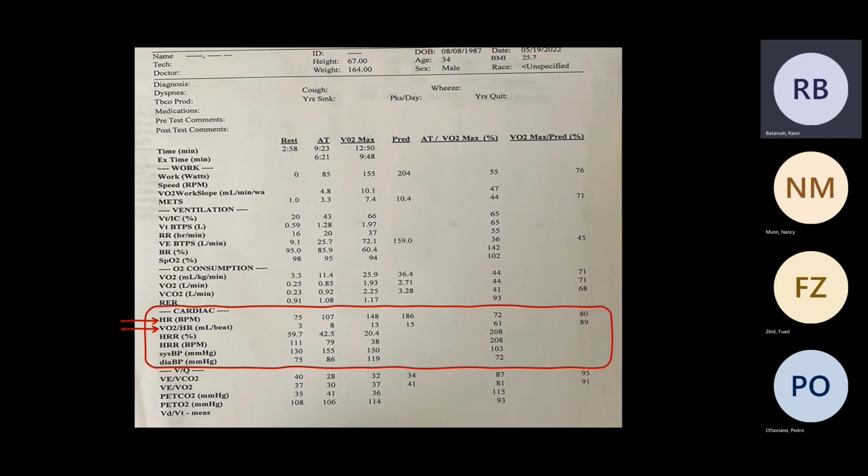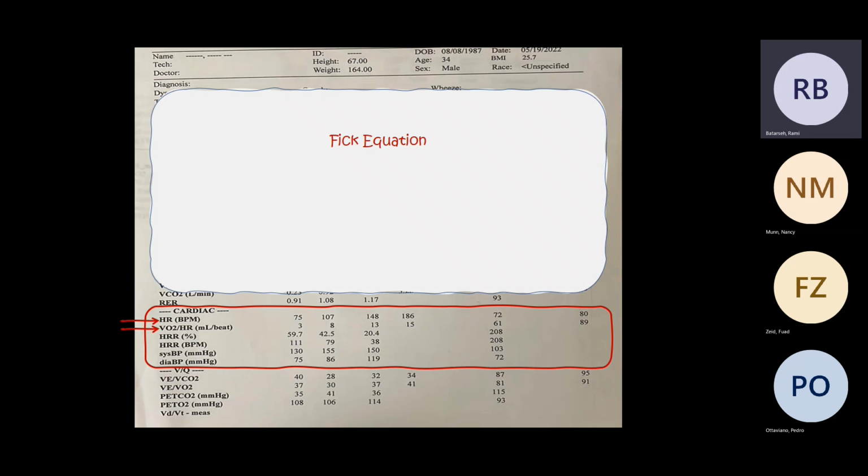Then the next step, we'll look at the VO2 slash heart rate. Oh my God, what's that? So when we look at VO2 heart rate, oh, we're going to memorize something that we have never heard of. Actually, all of you in this room know what that is. Okay, so all of us know the Fick equation. Is that right? What's the Fick equation? Anyone?